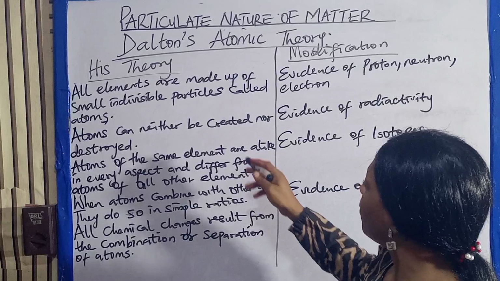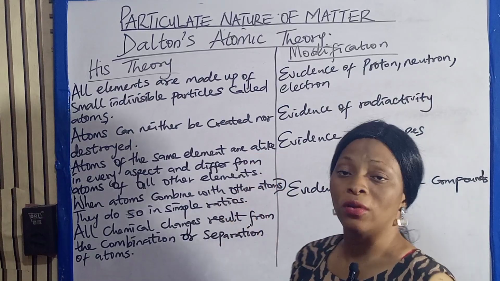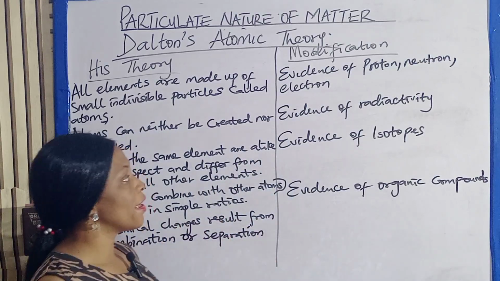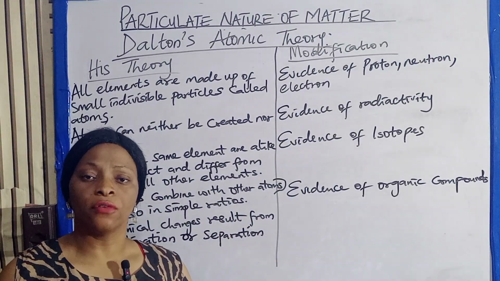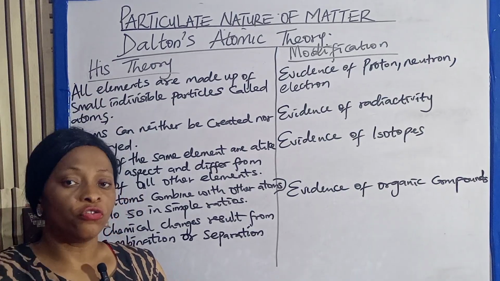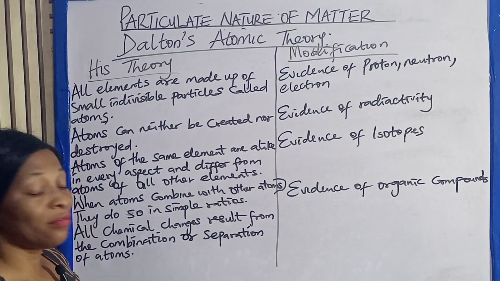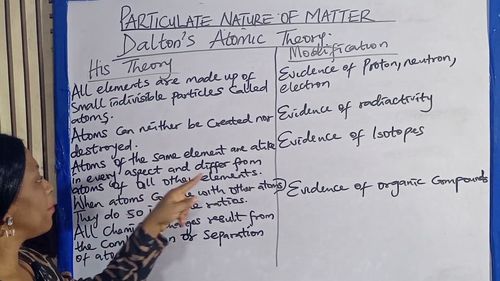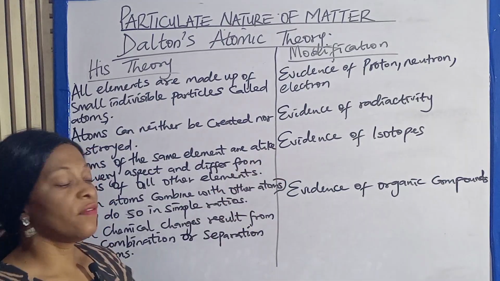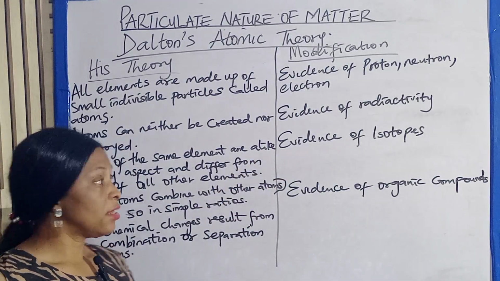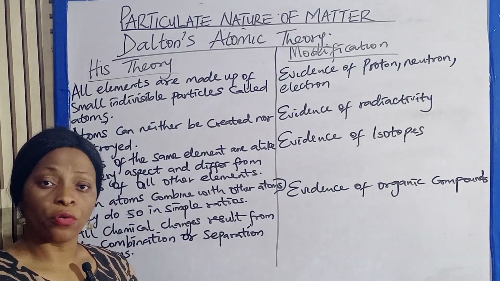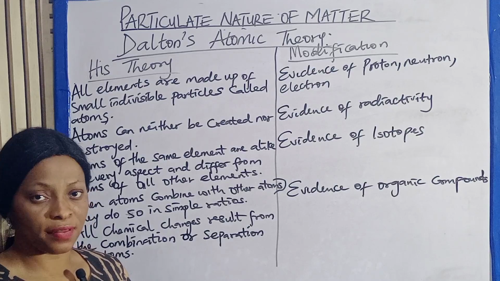Now, he proposed that all elements are made up of small indivisible particles called atoms. But it was later discovered that that statement is not true. Why? Because it was discovered by Rutherford that atoms contain other subparticles known as proton, neutron, and electron. Now, Dalton also proposed that atoms can neither be created nor destroyed. It was modified because of the evidence of radioactivity. This statement is only true for ordinary chemical reactions, but not true for radioactivity.